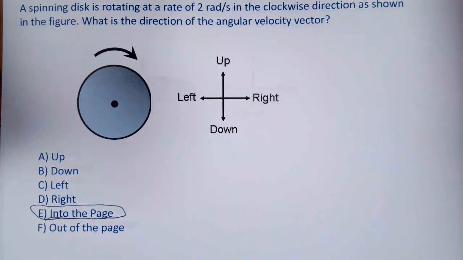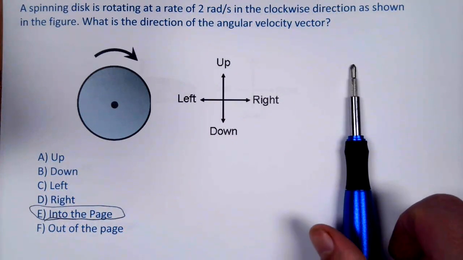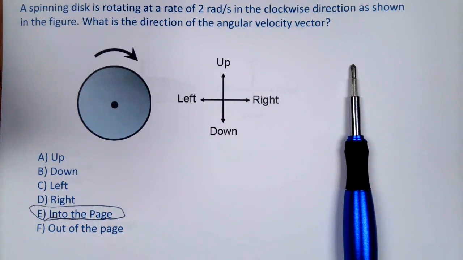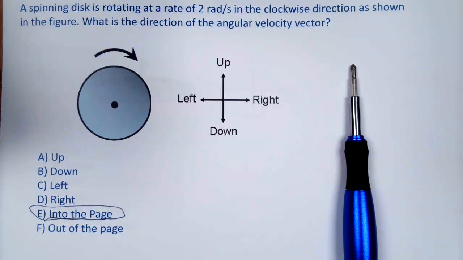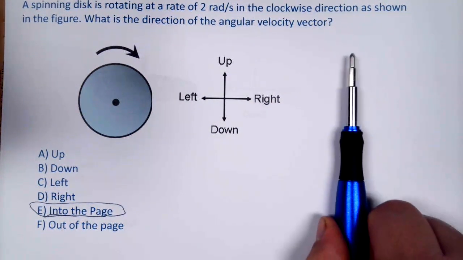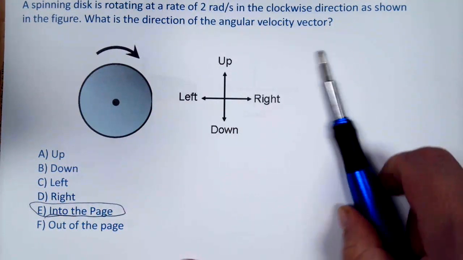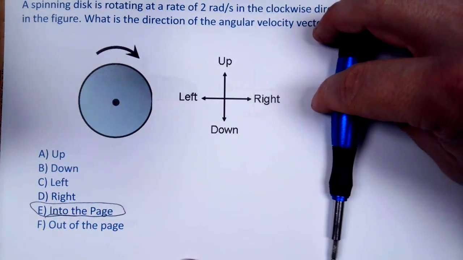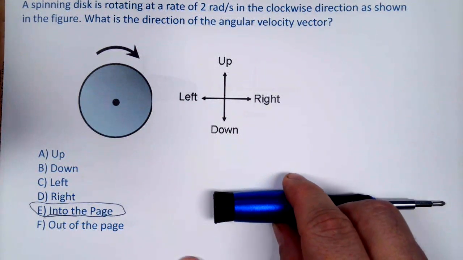So one thing to watch out for that causes some confusion is the directions. So I'll pull out my mini screwdriver to show the directions. But up, down, left, right are all vectors that are within the page, and then into the page and out of the page are perpendicular to the page. So that means if we talk about up, up is this way, so it's pointing up the page, down is pointing down the page, left is pointing to the left, and right is pointing to the right.